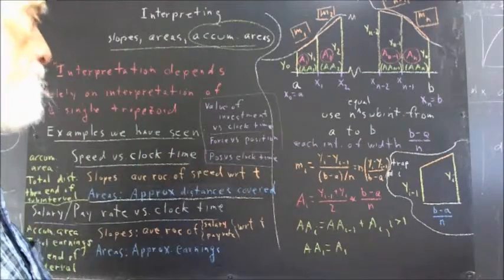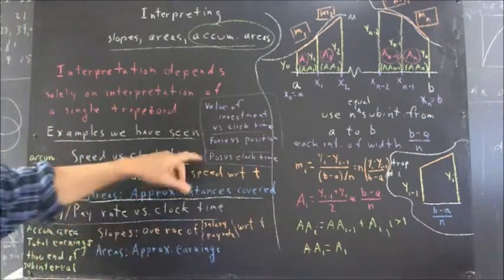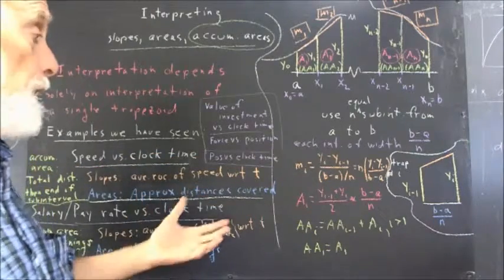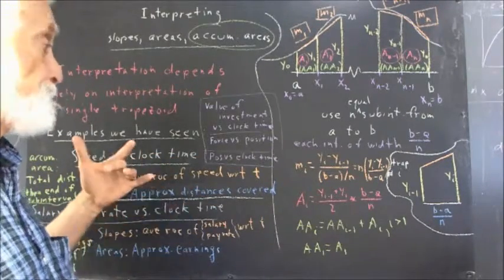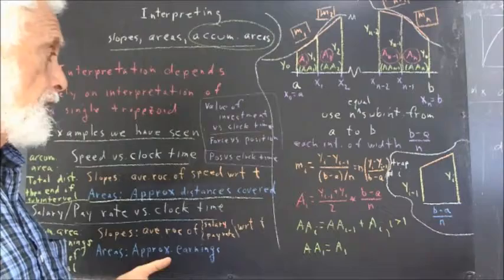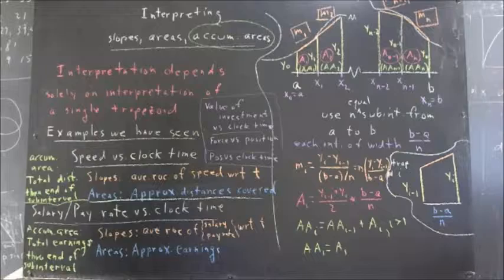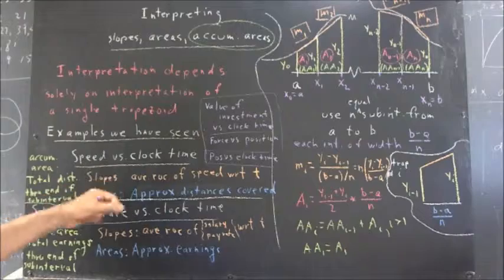Position versus clock time is similar in many ways to value of an investment versus clock time, in that the slope certainly has an interpretation, the rate of change of the position. The area has no significant interpretation, so the accumulated area is going to have no significant interpretation. You might want to review these a little bit and think more about what those graphs are telling you, and try to get an even better feel for what these slopes and areas mean and how they're interpreted.